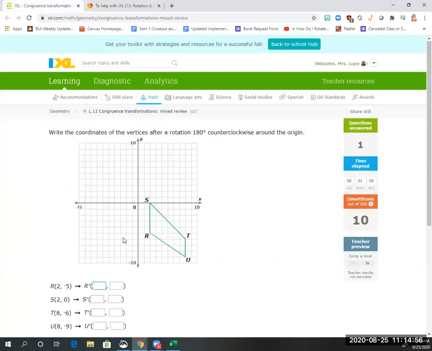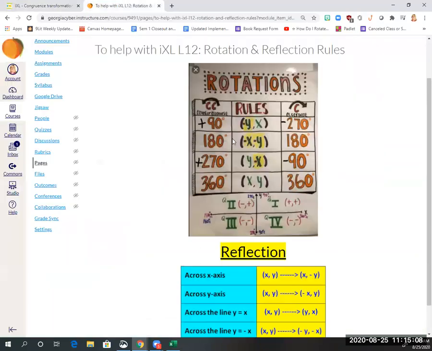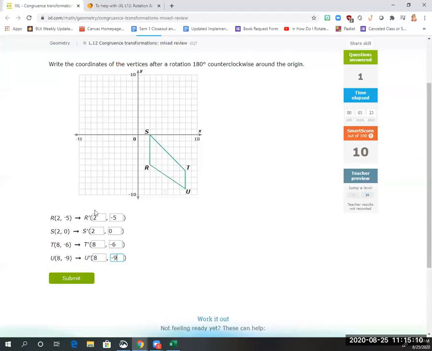Okay. So over here, it already has my points. I don't even have to do it. So I'm going to go ahead and just write those points here. 8, negative 6, 8, negative 9. Okay. And then when I'm rotating 180, I just make both of them negative. So I'm going to do the opposite. So I'm going to make that a negative 2, and that's just going to be a positive 5. Negative 2. You can't make a 0 negative. Negative 8, positive 6, negative 8, positive 9.